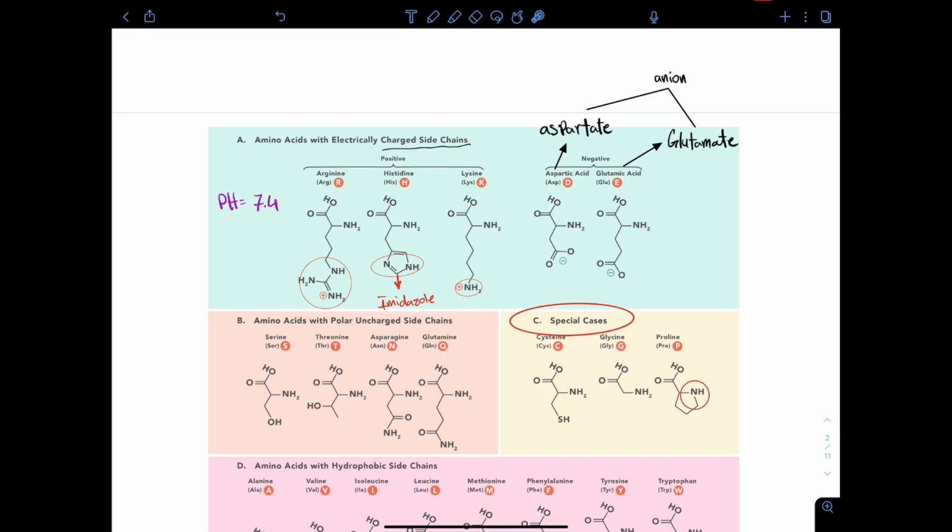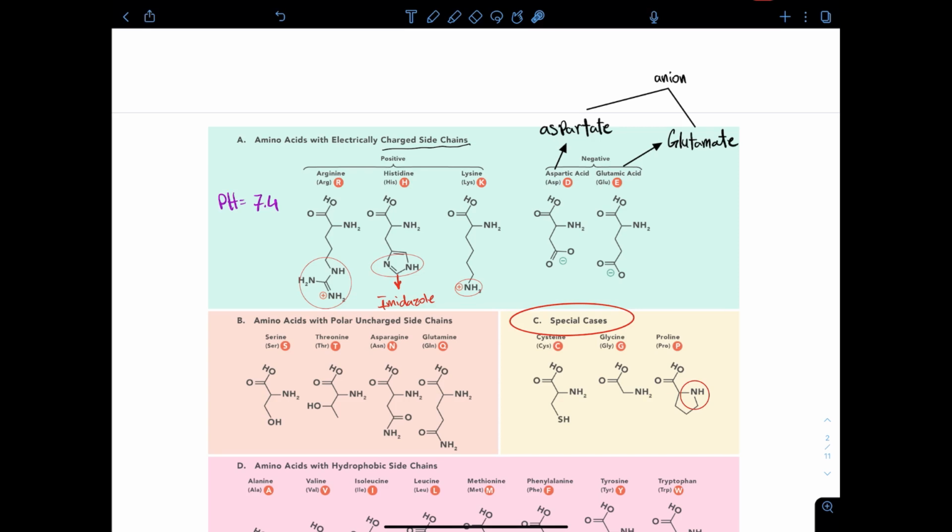For the MCAT, you do have to memorize all of the structures of the amino acids, plus the 3 and 1 letter abbreviations. We have 5 amino acids that have charged side chains. So right here are arginine, histidine, and lysine, which have a positively charged side chain, and that makes them basic. And we have aspartic acid and glutamic acid, which have a negative side chain, and that makes them acidic.